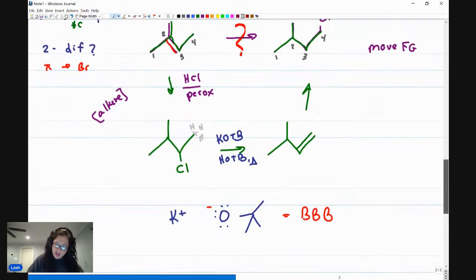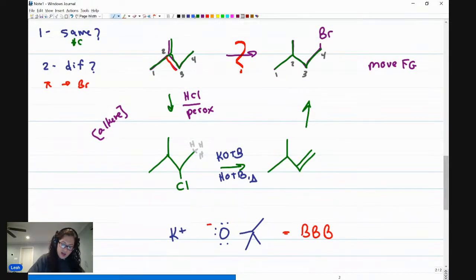Once I have the alkene, I do another radical halogenation to get the anti-Markovnikov product, and that will be HBr and peroxides. And that's it. I move the functional group, or in this case, the bromine, over a couple of positions. So that was our warm-up question.